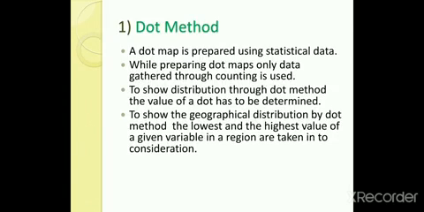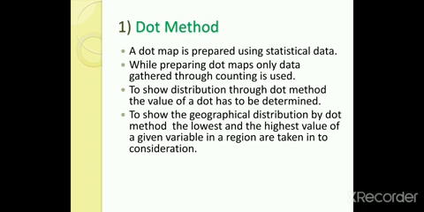A dot map is prepared using statistical data. All the methods are prepared using statistical data. In the dot method also, statistical data is very important while preparing dot maps. And while preparing dot maps, only data gathered through counting is used. To show distribution through the dot method, the value of the dot has to be determined. What value you are going to show on the map should be determined.